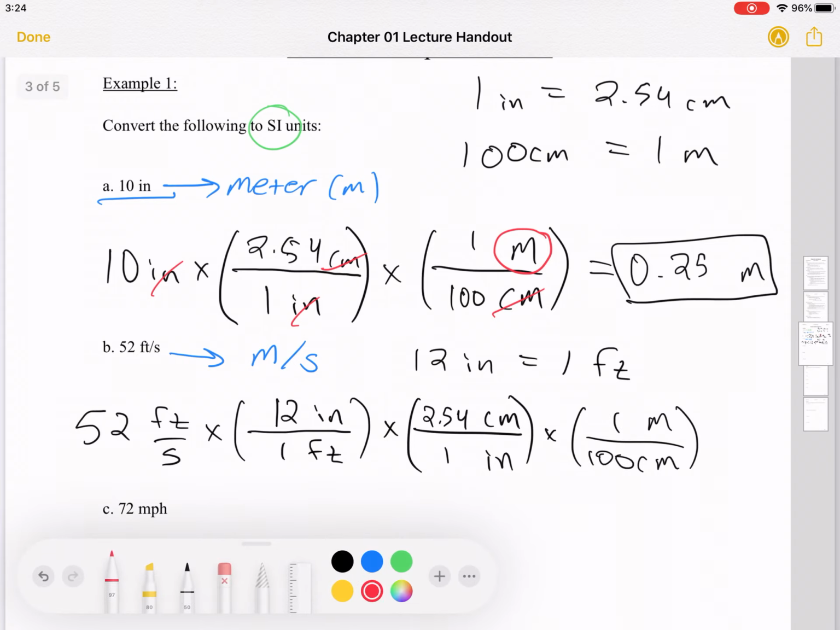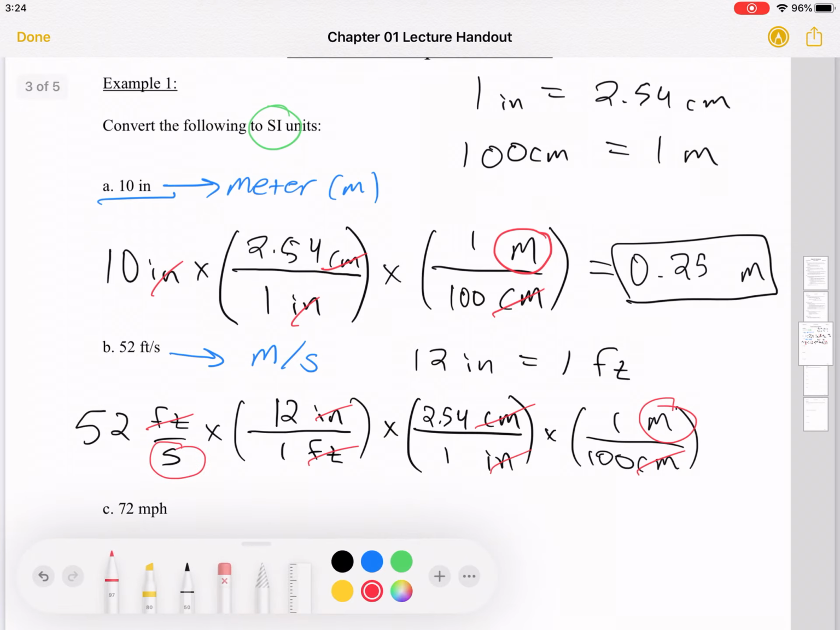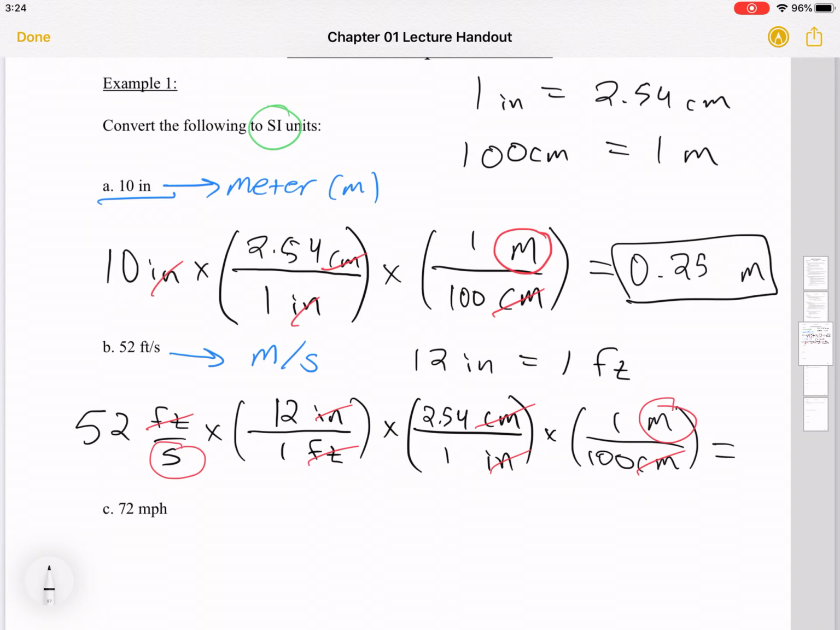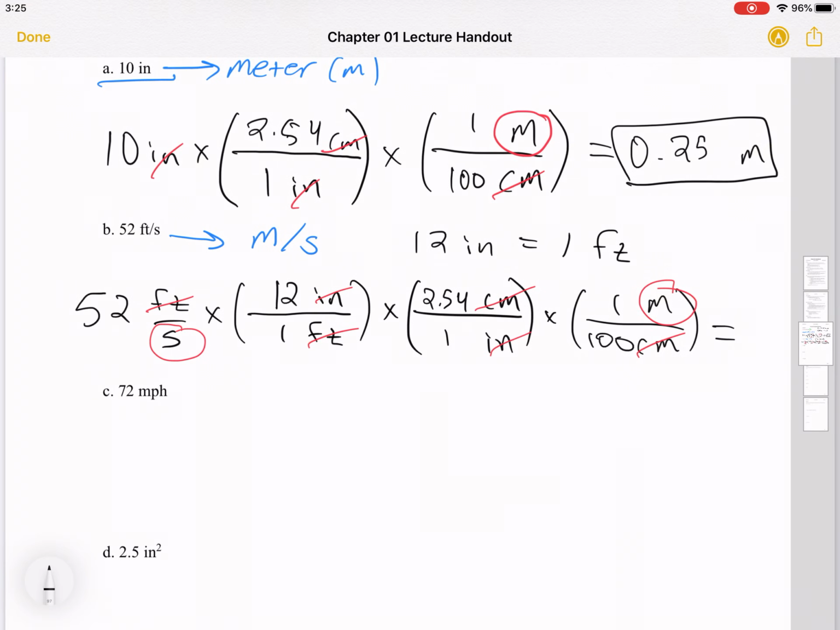And now I can go back through: feet and feet go away, inches and inches go away, centimeters and centimeters go away, and I'm left with meters and the second that was initially there. Fantastic. All I need to do now is plug all of this into my calculator. So it's 52 times 12 times 2.54 divided by 100. All of these ones are super convenient. It doesn't always work out that way, but they are convenient in this case. What I get is 15.85 meters per second.